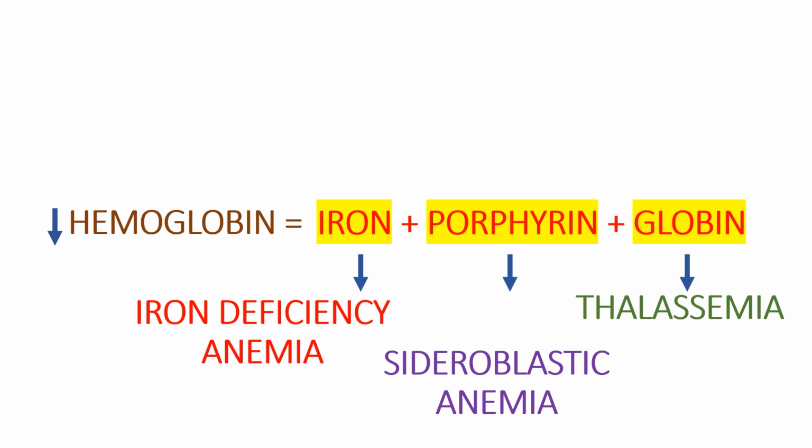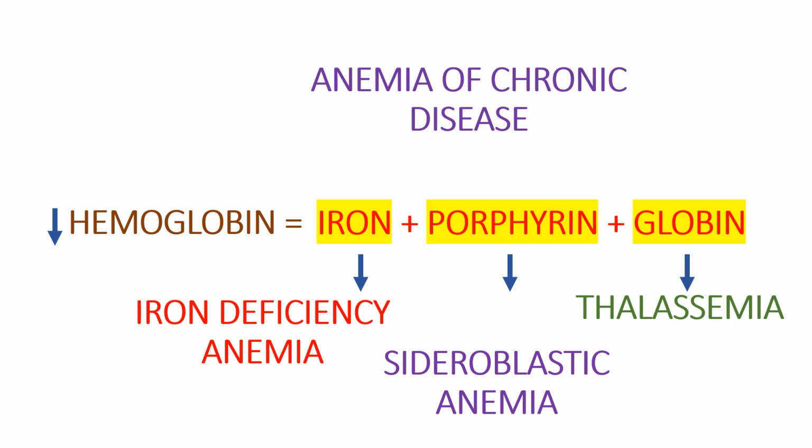Now apart from these three, there is one more thing to remember, and that is anemia of chronic disease, which is kind of similar to iron deficiency, but these people will have more ferritin when compared to iron. So there are four causes once again. One is iron deficiency anemia, one is sideroblastic anemia, one is thalassemia, and the last one is anemia of chronic disease.